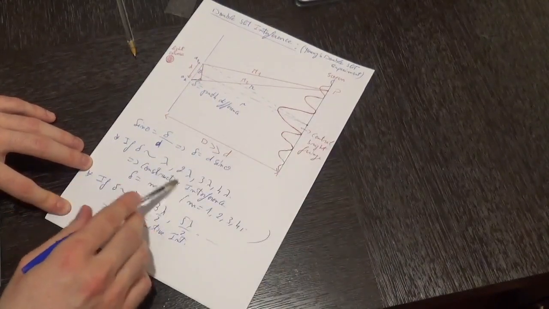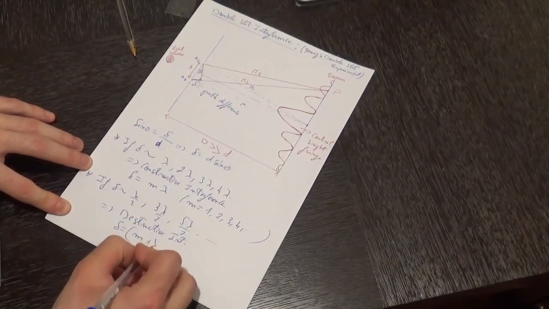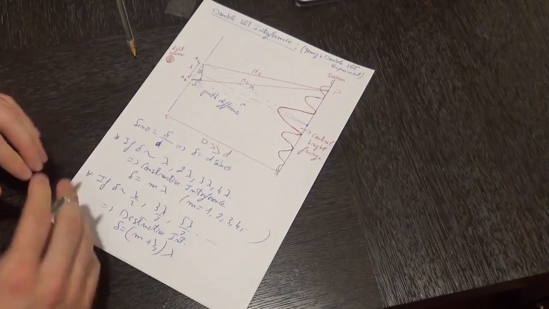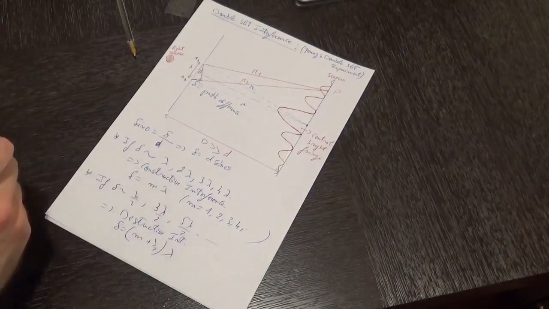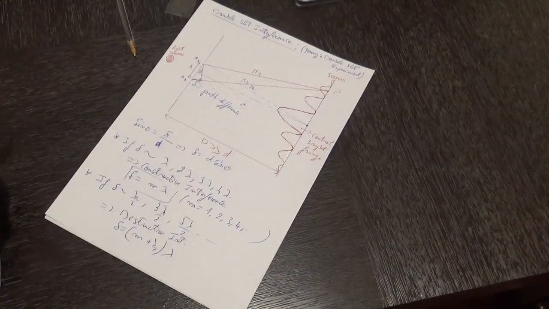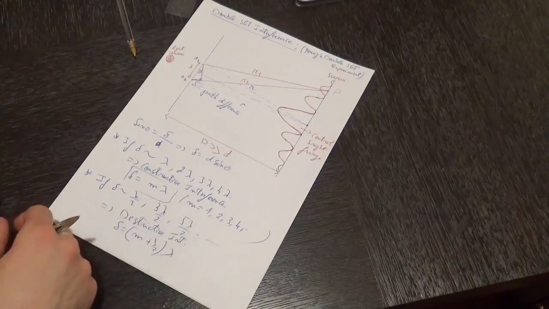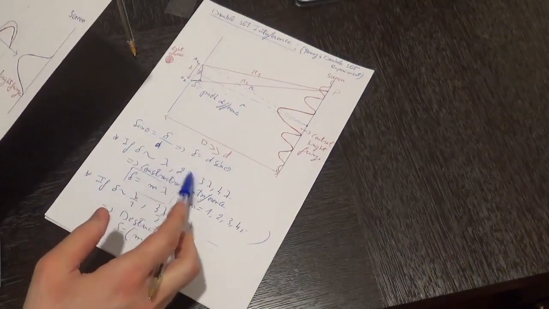while over here we are going to have the formation of a bright fringe, and therefore delta would be equal to (m plus half) lambda. Now in our case today we are going to be solely studying the case of constructive interference, so we are going to proceed with that equation, delta equal to m lambda, where m is equal to 1, 2, 3, 4.